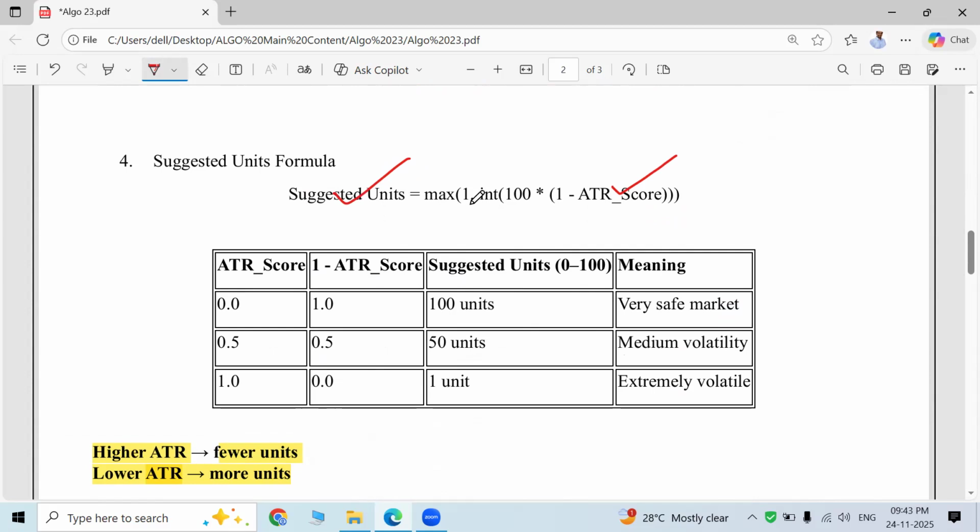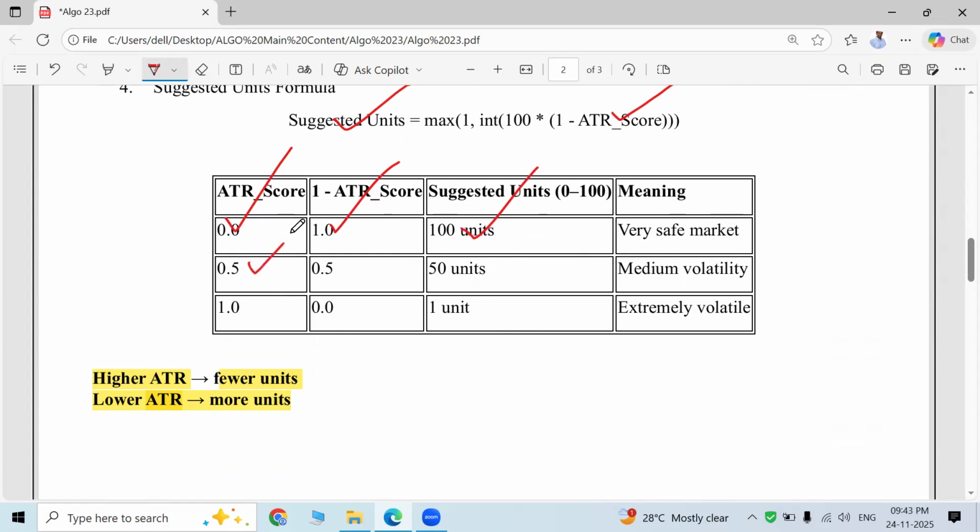size. So it's the integer of 100 multiplied by 1 minus ATR score. Suppose the ATR score is 0, then 1 minus ATR is 1, and it's between 0 to 100. So we are going to trade on the complete 100 units. It's a safe market because the ATR score is very small.